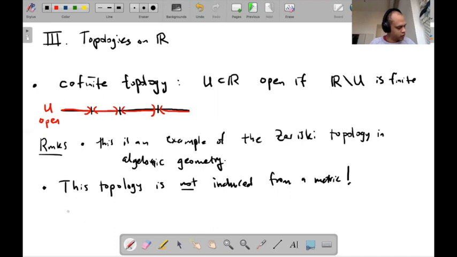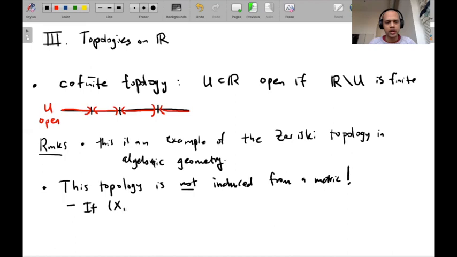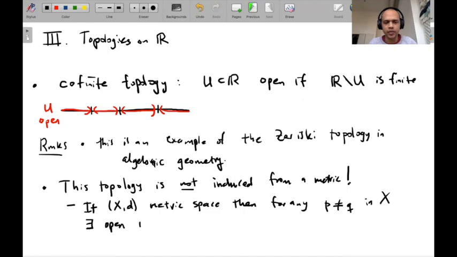This follows from two observations. The first is, if (X, d) is a metric space, this is a general statement, then for any distinct points p and q in X, that is p not equal to q, there exist open sets U containing p and V containing q so that U intersect V is empty.